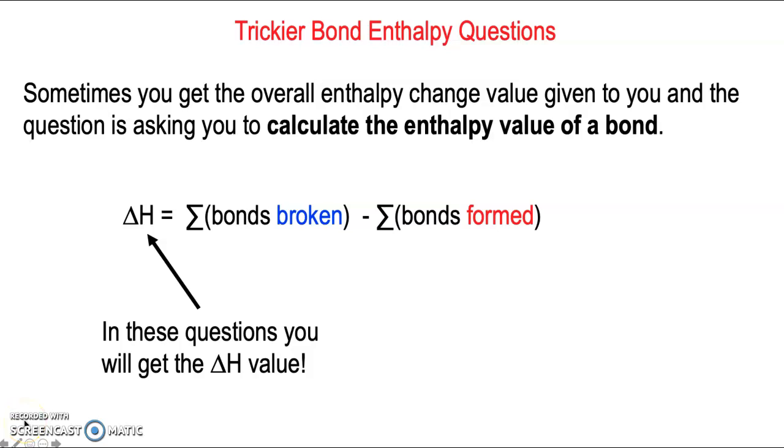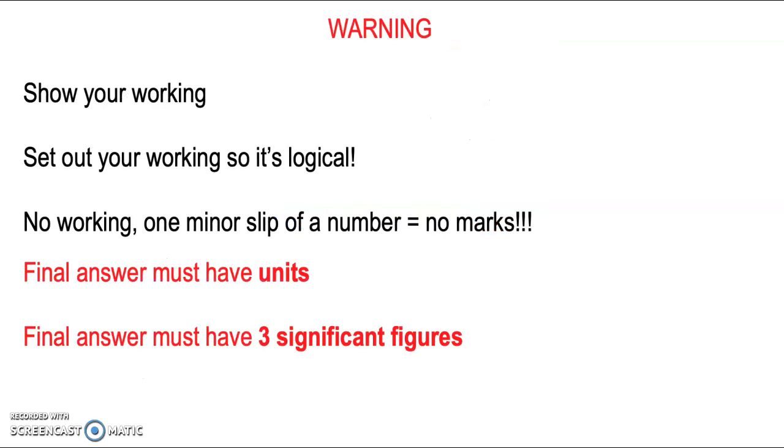This video will cover the slightly trickier question that you get for bond enthalpies. Sometimes you get the overall enthalpy change value actually given to you, and they want you to calculate the enthalpy of a specific bond. So what I'm saying is they actually give you this delta H value, and then there'll be a bond that they want you to find the value of. Let's do an example. It's the best way to understand.